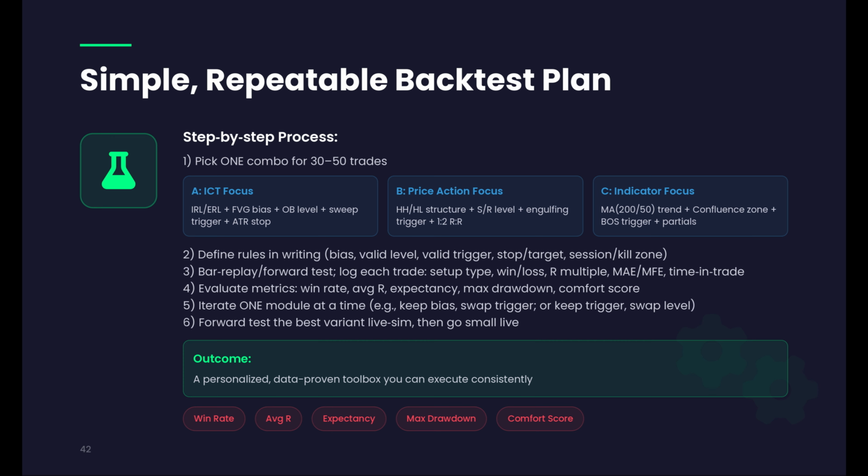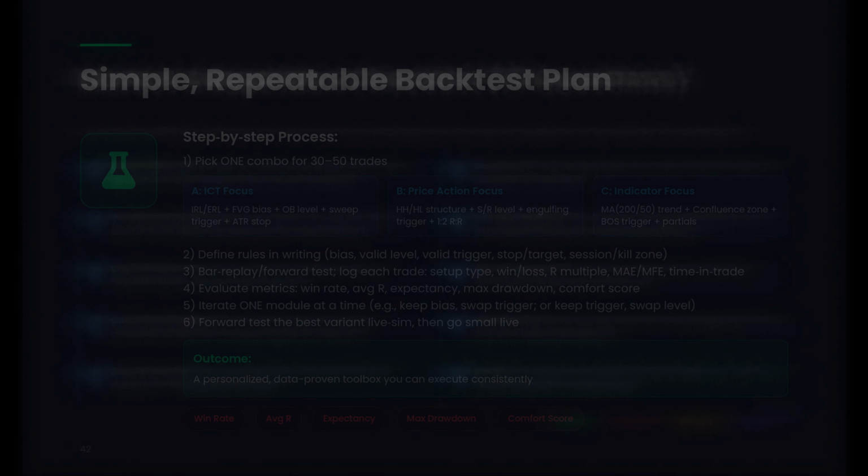This is the process. This is how systematic traders develop profitable approaches. Not through luck, not through guru worship, not through hoping. Through testing, iteration, data analysis, and honest self-assessment. Follow this plan and you will know, not guess, but know whether your chosen approach works for you.